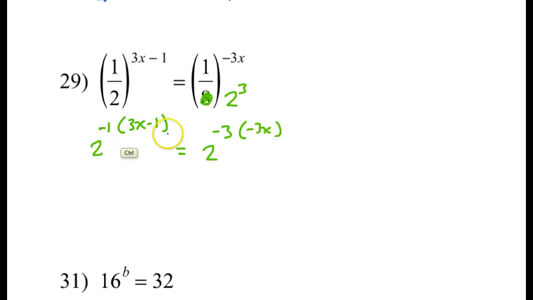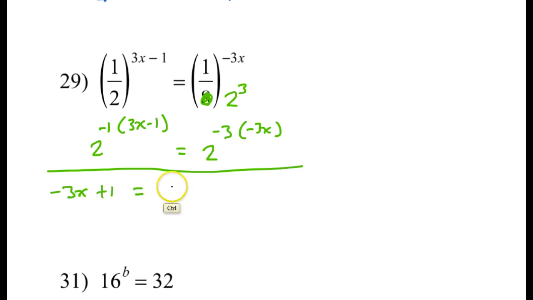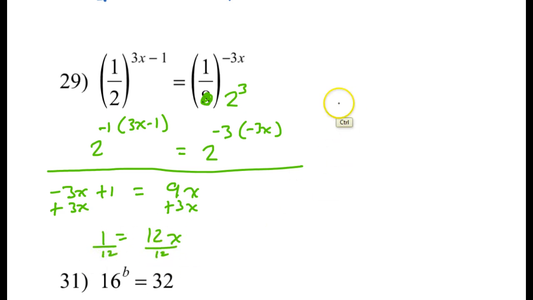So look, the exponents are going to be equal to each other. So I'm going to ignore the bases and just set the exponents equal to each other now. I'm going to go ahead and do the distributive property as well. So this is going to give me negative 3x plus 1 is equal to, and this will be 9x. Let's go ahead and add 3x to both sides. So that's going to give me 1 is equal to 12x. And then just divide both sides by 12. So x equals 1/12.